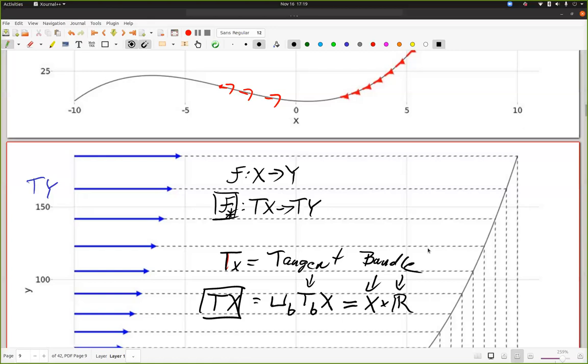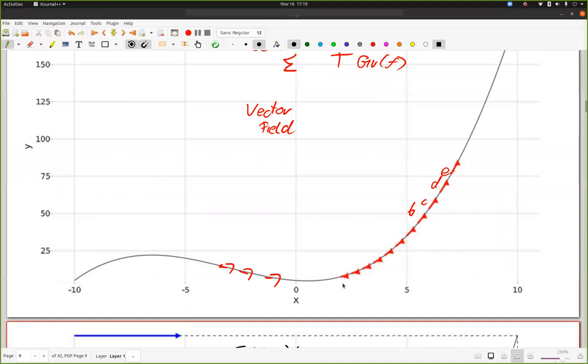And if we go back to the diagram here, we can say, what's an element of our tangent bundle? It's identifying some base point B and some number that represents the length of our vector. So you're absolutely right that we have to have both X and the tangent space at X.